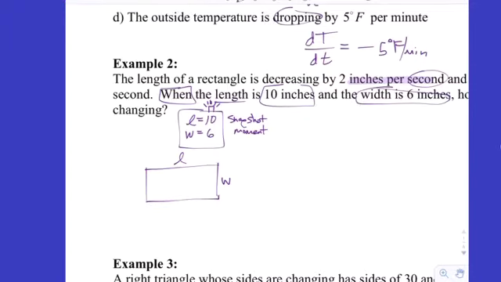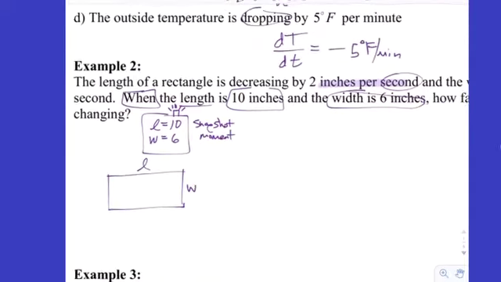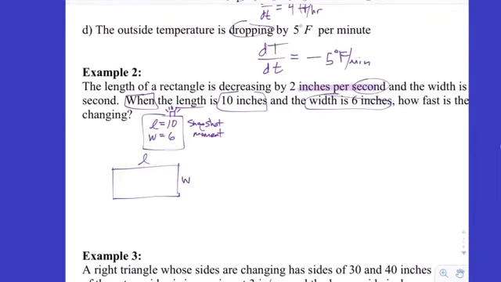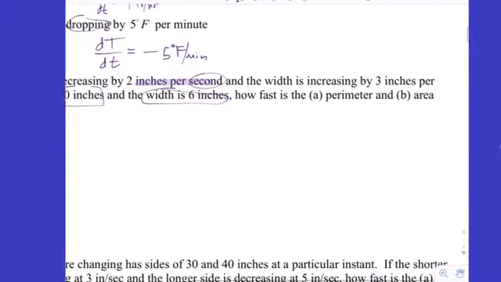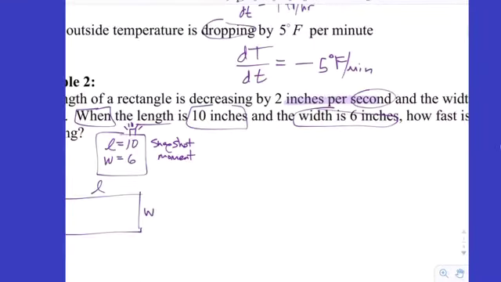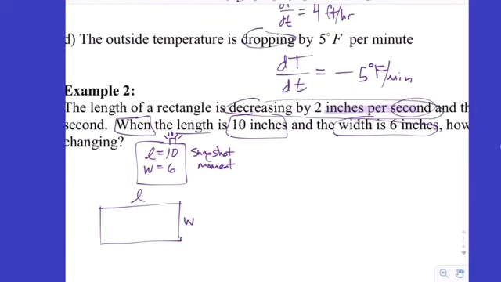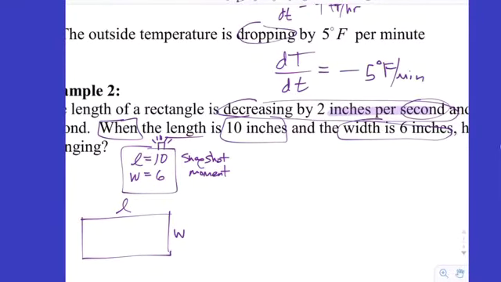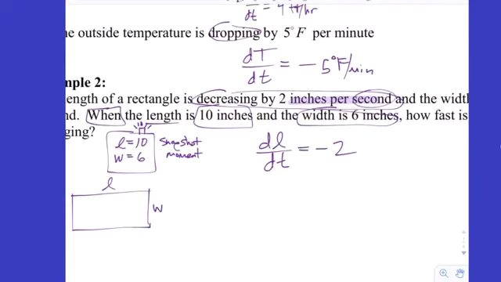So once you do that and you define your variables in the diagram, now you want to start transcribing things. You've identified your snapshot moment. Now recognize any rates that are given verbally as mathematical quantities. What do we know? The rectangle is decreasing, the length is decreasing by 2 inches per second. So just like what we just did, the length of the rectangle changing is going to be dL/dt. And is it going to be a positive 2 or a negative 2? Negative 2. It flat out says here that it's decreasing.